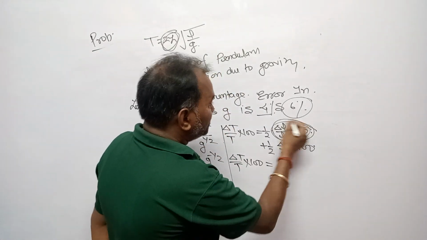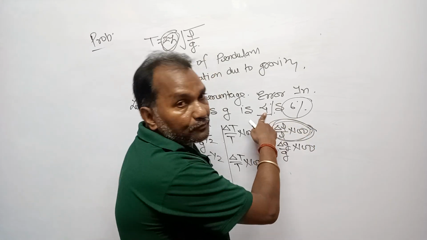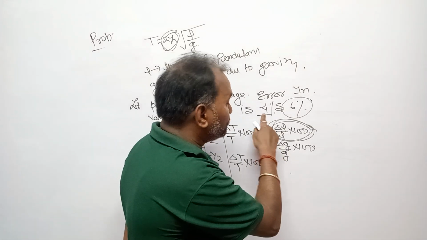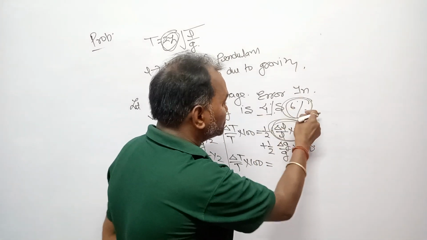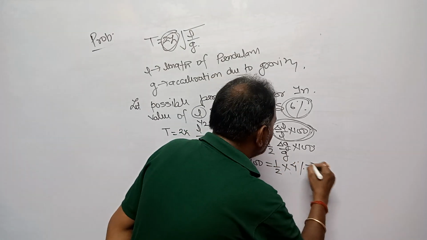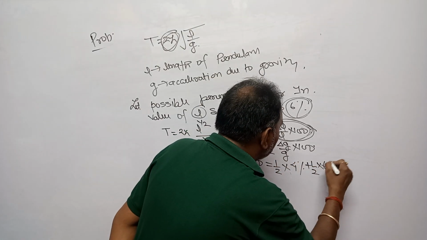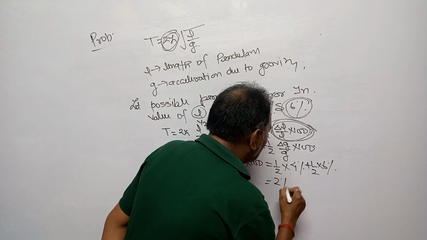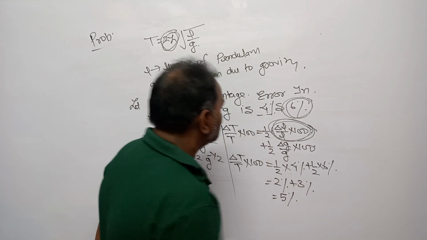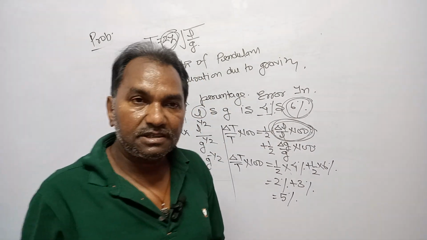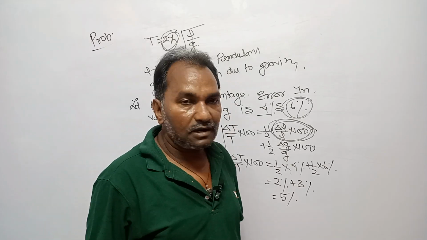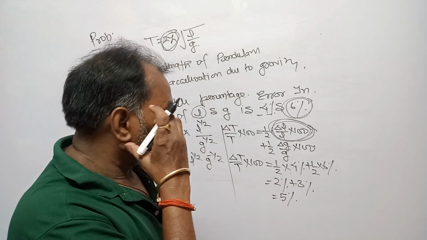So dear student, this value is given as 4%. The possible percentage error in the value of L is 4% and in the value of G is 6%. So you can write 1 by 2 into 4% plus 1 by 2 into 6%. So it will turn into 2% plus 3%, that is equal to 5%. So the possible percentage error in the value of T, the time period, works out to be 5%.